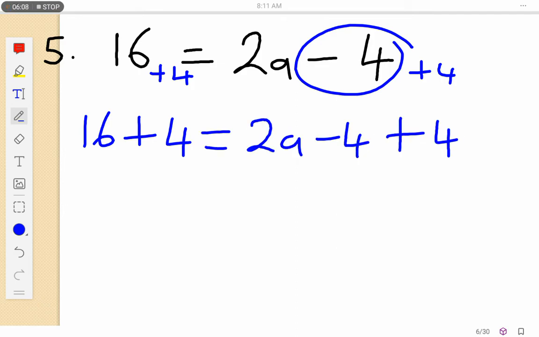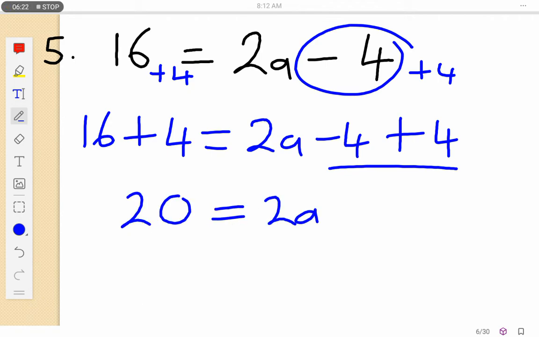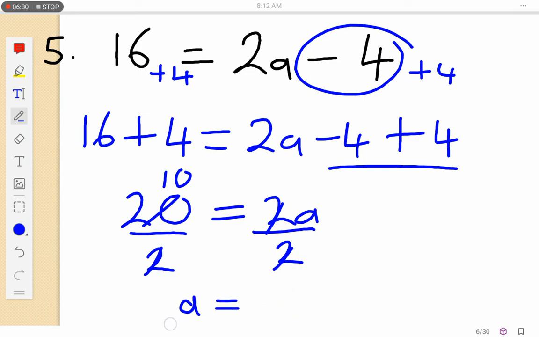This is the balance method that we are using. So when I have this, I can simply get a 0 there. Minus 4 plus 4, we get a 0. So 16 plus 4, we get 20 here, is equal to 2a there. I can divide by 2 both sides, and I'll remain with a 10 there. So my a is equal to 10.